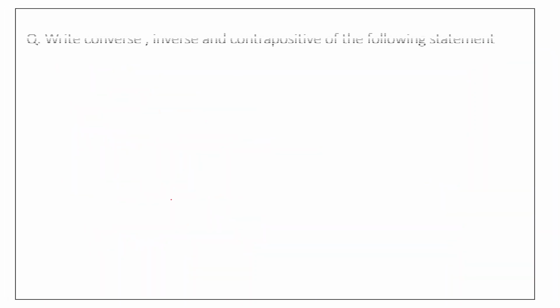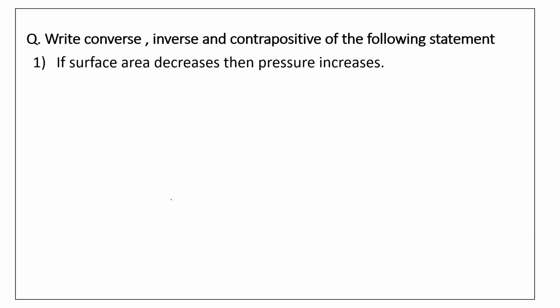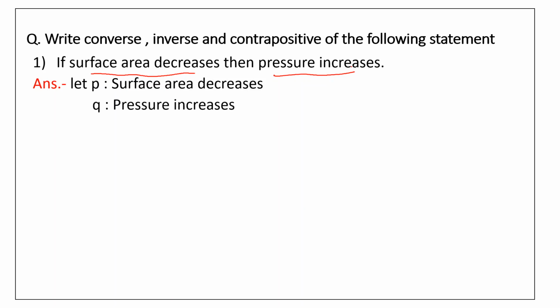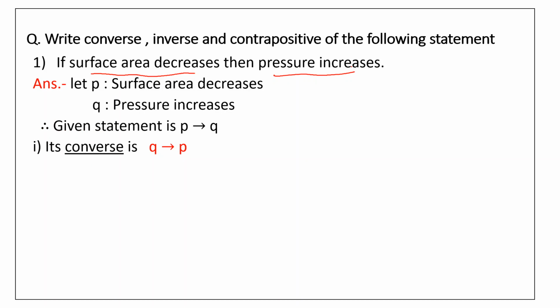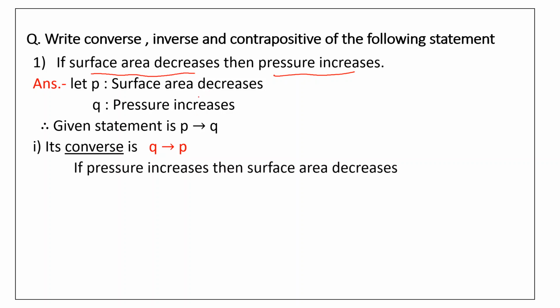Next example, same title: write converse, inverse and contrapositive of the following statement. If surface area decreases, then pressure increases. Let P be the statement, surface area decreases, and Q be the statement, pressure increases. Now the given statement is P implies Q. What will be the converse? Q implies P. So you have to write: if pressure increases, then surface area decreases.